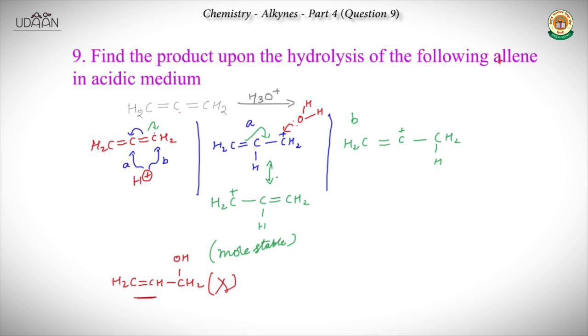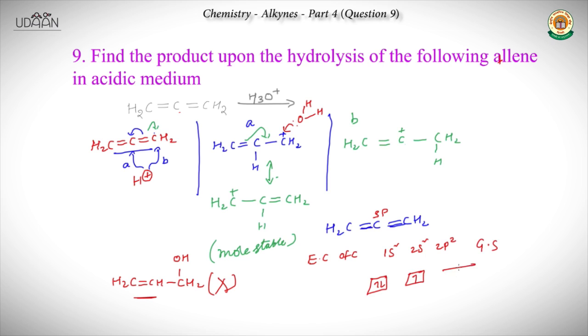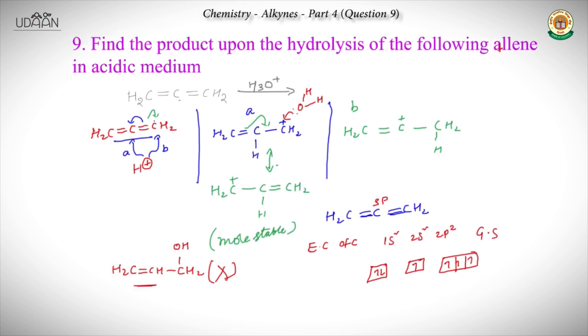But why, Gopi? The reason lies with C double bond C double bond C. Can you explain in detail? Yeah. H2C double bond C double bond CH2. As you can see, the carbon atom here is sp hybridized. If you look into the electronic configuration of carbon, it is 1s2, 2s2, 2p2 in the ground state. In excited state, it will be 1s2, 2s1, 2p3.